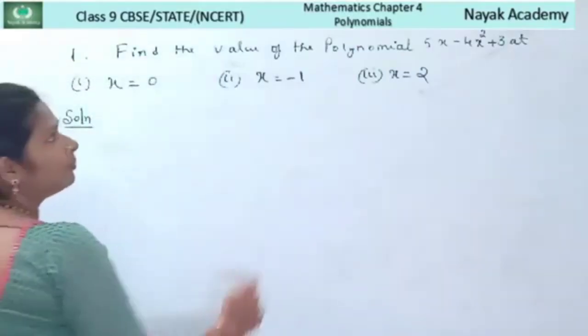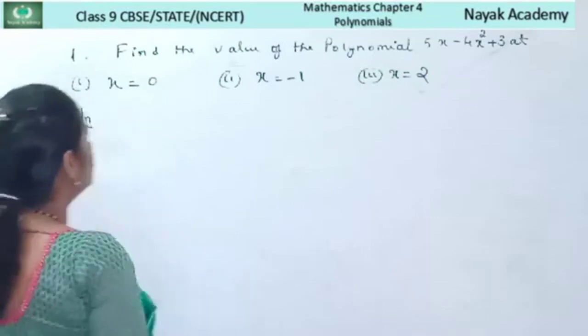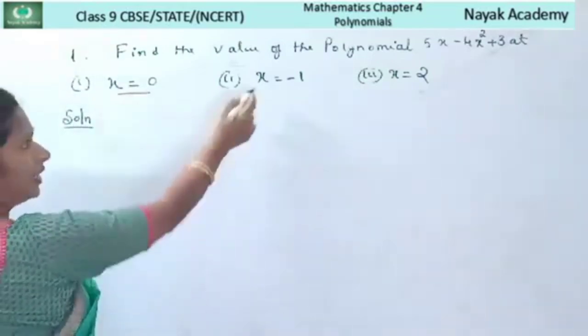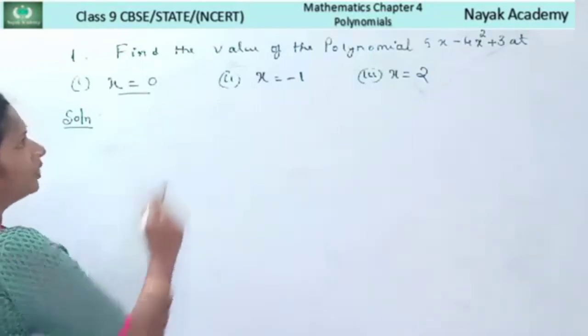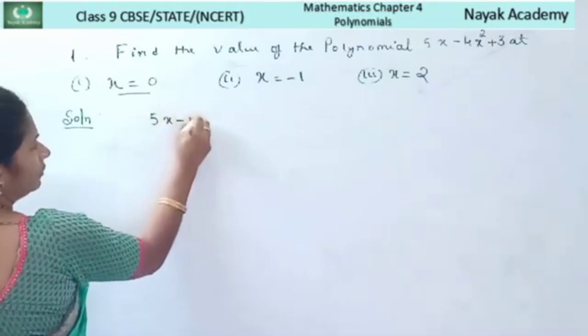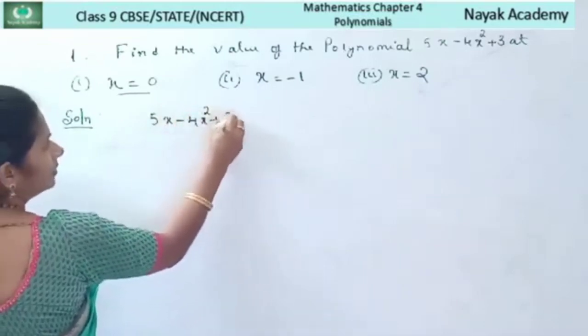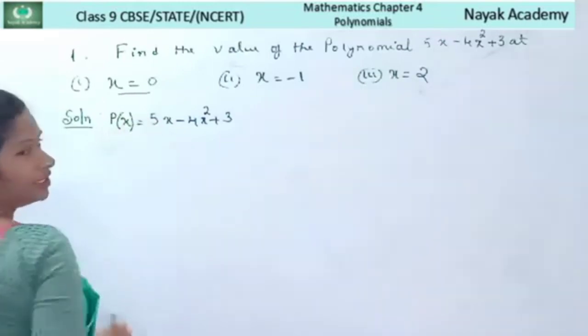Find the value of the polynomial 5x minus 4x square plus 3 at x equal to 0, x equal to minus 1 and x equal to 2. What is the given polynomial, children? 5x minus 4x square plus 3. Let me name the polynomial as p of x.